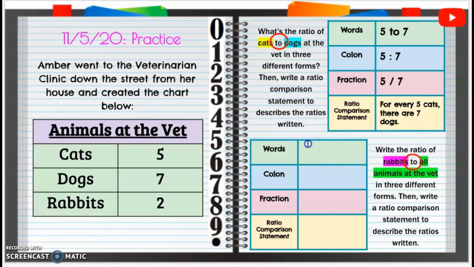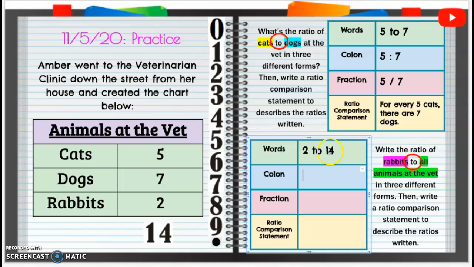All right, so how many rabbits were there? 2 rabbits. So 2. Okay, how many total animals were there? So that means we have to add them up. So 5 plus 7 plus 2. I know 5 plus 7 is 12. Plus 2 is going to be 14. So I know there's 14 total animals, so I'm going to put 14 down here. 7, 8, 9 plus 5 is 14. Yes. So 2 rabbits to 14 total animals.